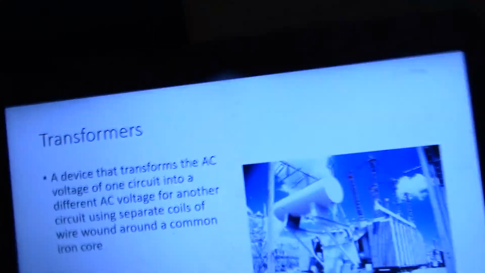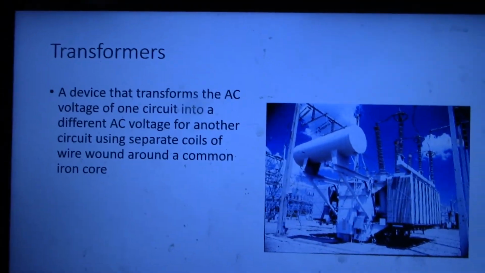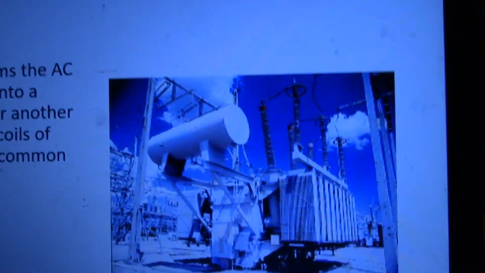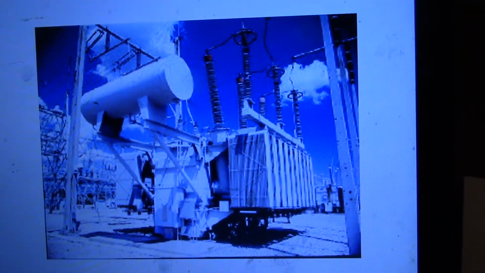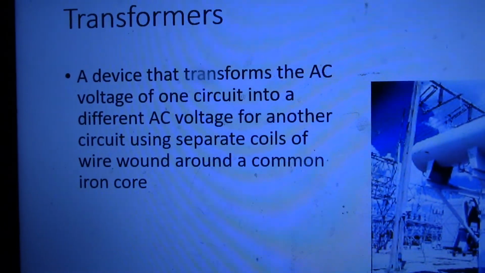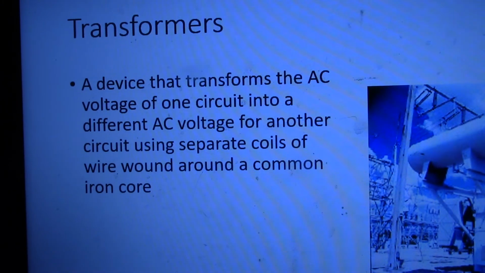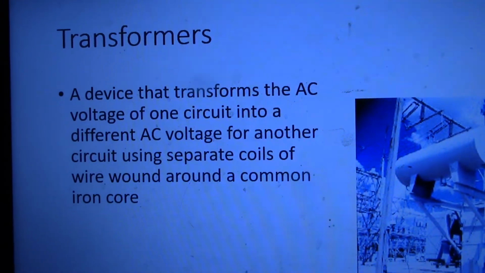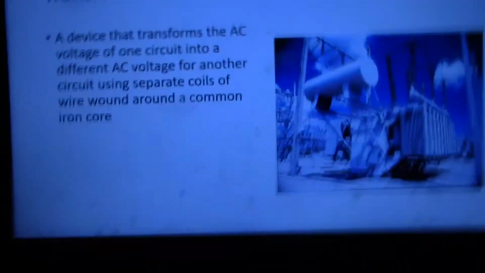Okay, so the last big theme in this section of the unit is looking at transformers. Transformers are parts of a grid. They're not just DNA-based robots. A transformer is a device that transforms the alternating current voltage of one circuit into a different AC voltage for another circuit using separate coils of wire around a common iron core.